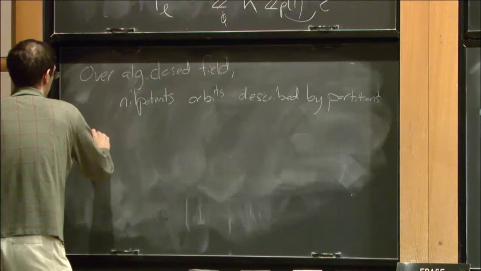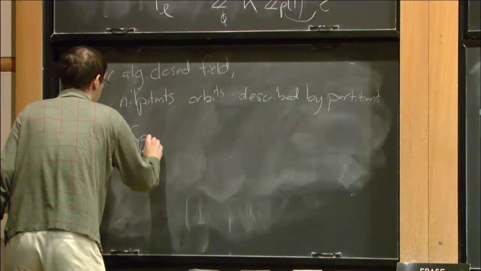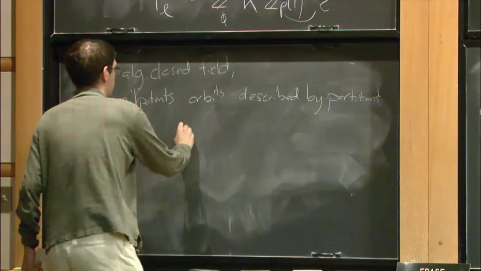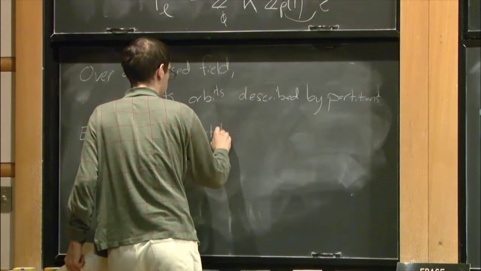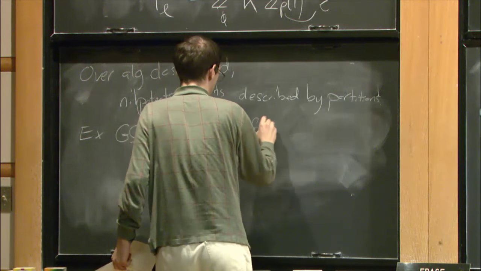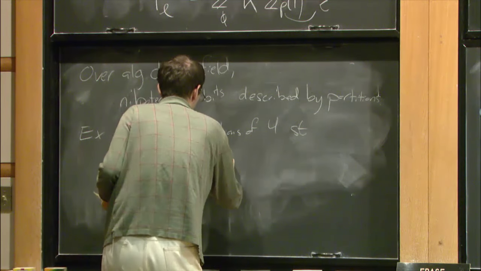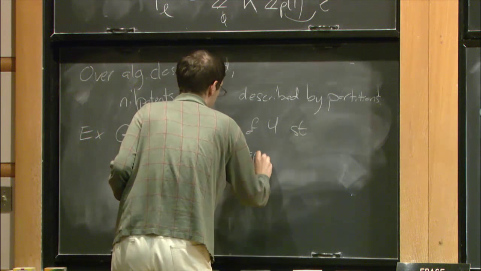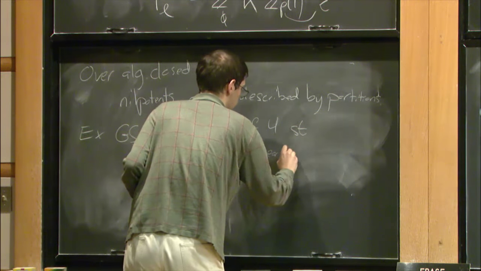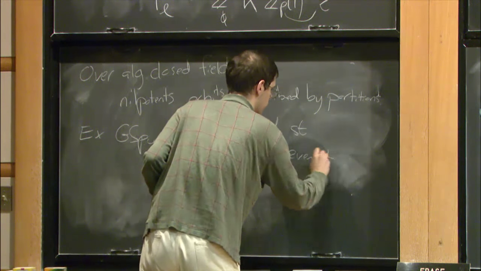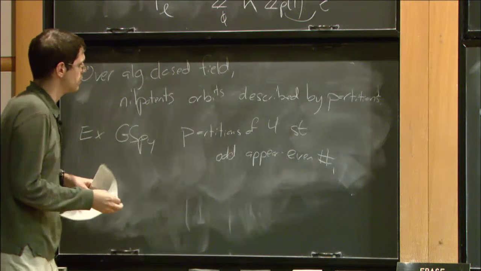So for example, for GSp4, it's partitions of 4 such that the odd numbers appear an even number of times. Okay.